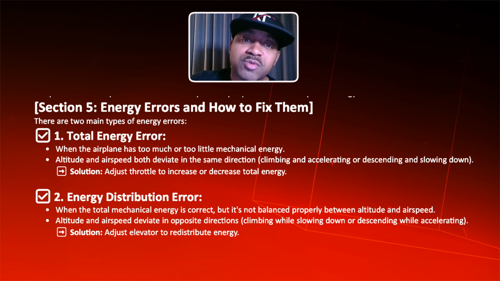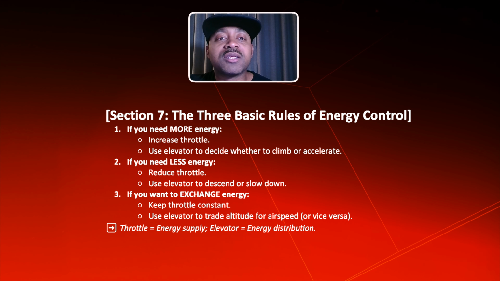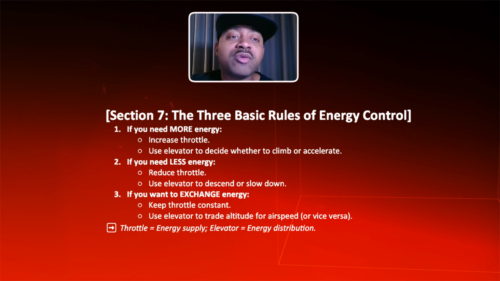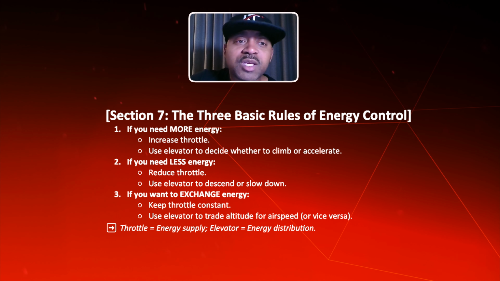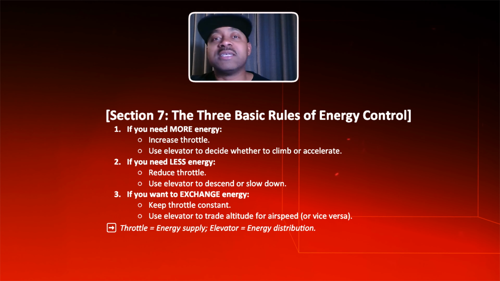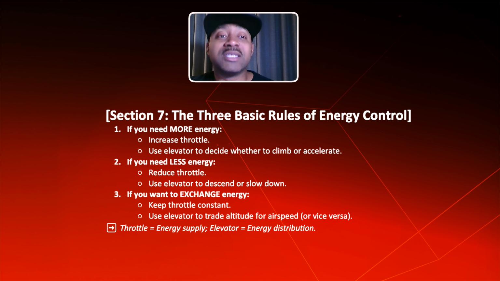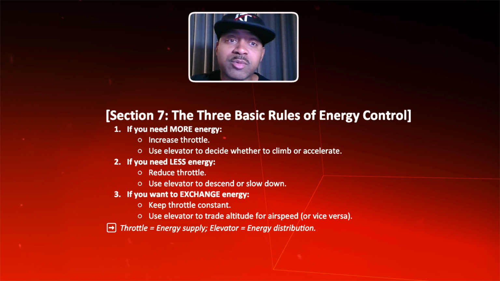Now, here's 3 basic rules of energy control. If you need more energy, increase the throttle and use the elevator to decide whether you need to climb or accelerate. If you need less energy, reduce the throttle. Remember, we're talking about the entire system and how to increase or decrease the energy within the system. Reduce the throttle, and then use the elevator to descend or slow down depending on what you need.